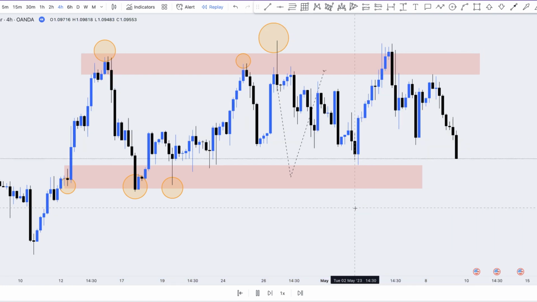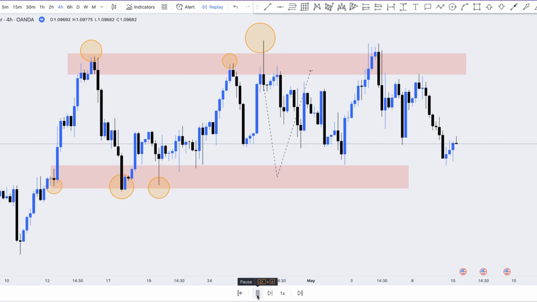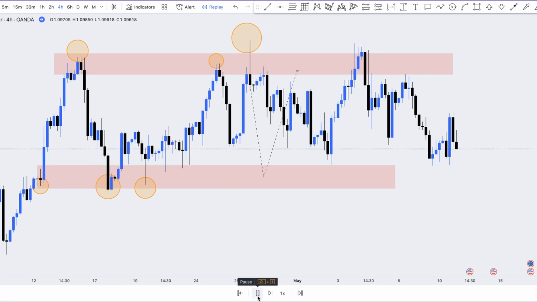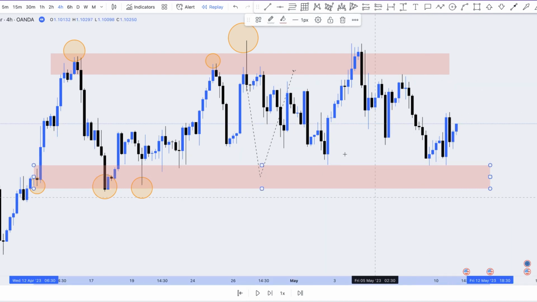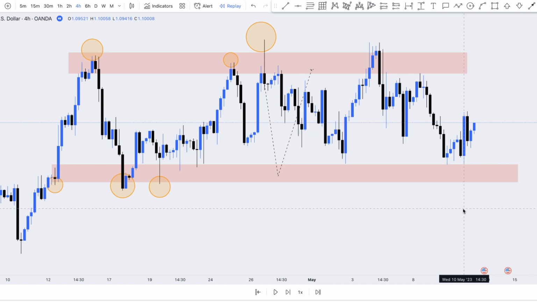So this alone, as a beginner, you can start making money in the forex markets if you are able to consider this. So you can see we have multiple rejections too at the support level, and prices heading towards the upside again. The second rule we are going to look at is that levels can be both support and resistance.